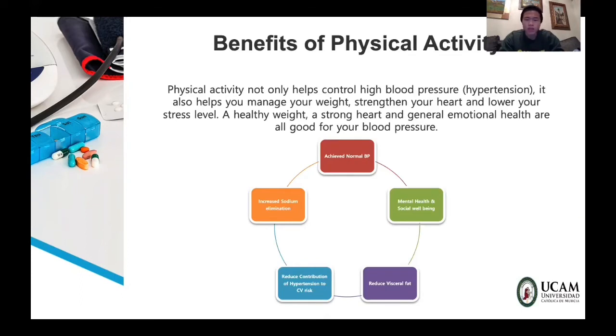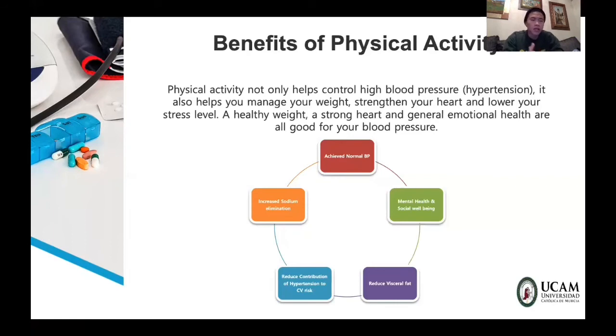The first one is to achieve normal blood pressure. The second one is to increase sodium elimination in your body. The third one is to reduce the contribution of hypertension to cardiovascular risk. The fourth one is mental health and social well-being. And the fifth one is to reduce visceral fat, the fat that's stored in the organs.